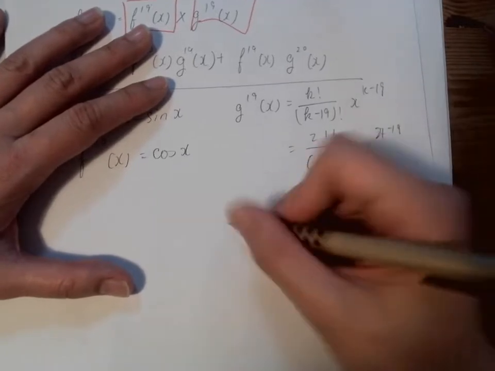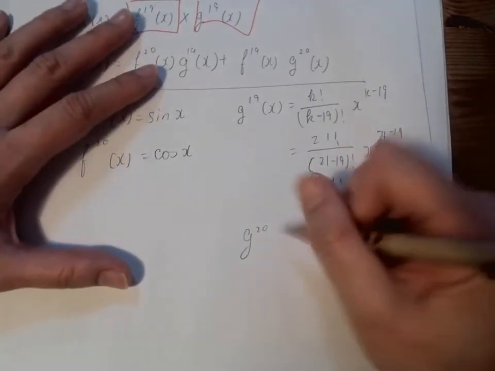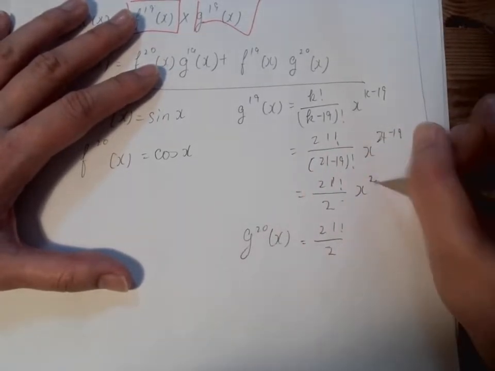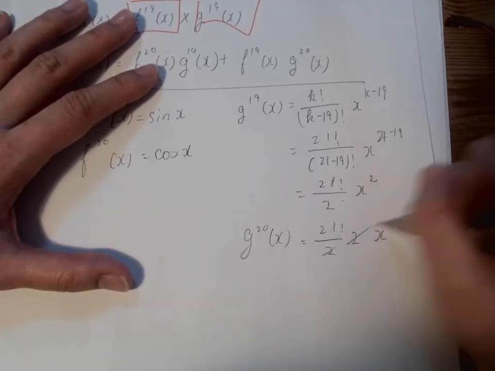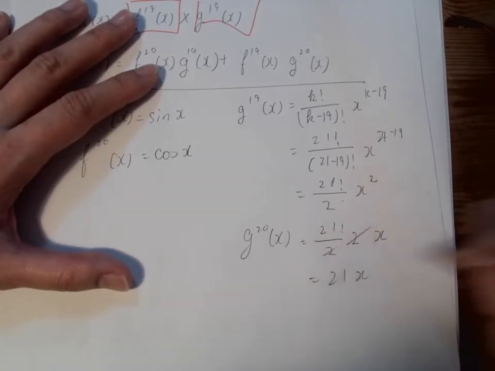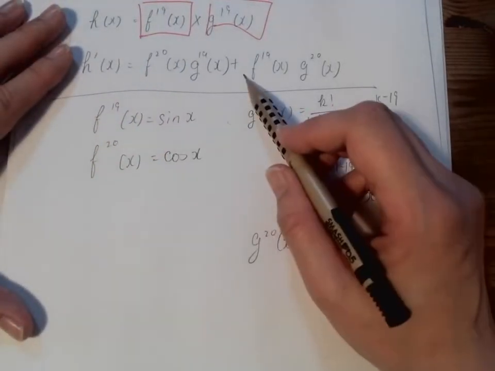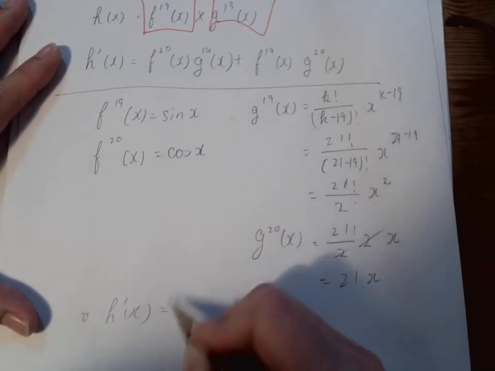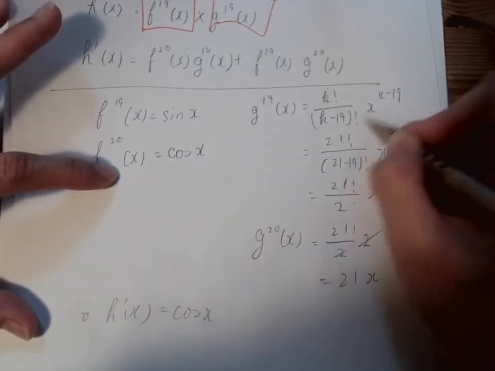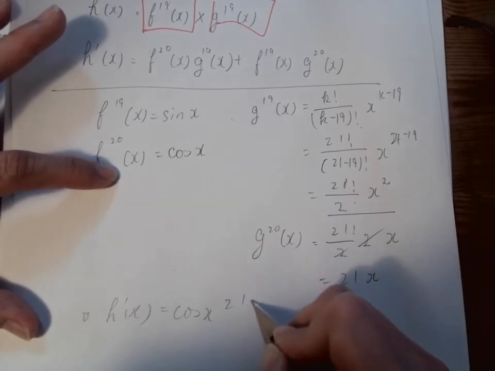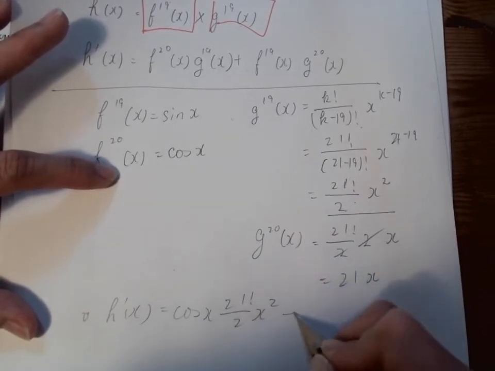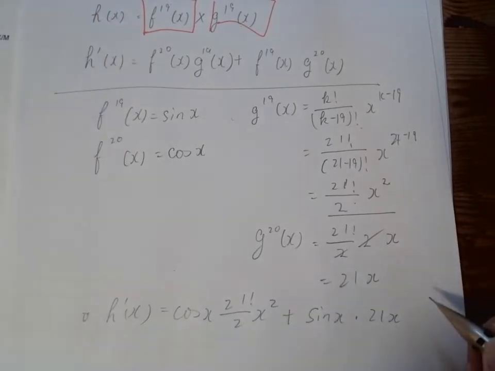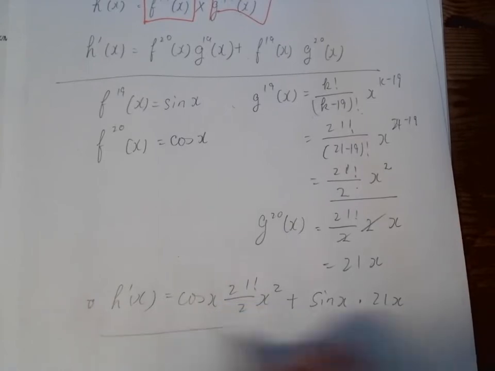And then we need to find out g^(20). So we will differentiate it. 21 factorial over 2, we throw the 2 to the front and x will be there. We cancel that out, we will get 21 factorial x. Now we put it together with this point. So we have h'(x) equal to 20th derivative cosine x times the original bit, 21 factorial over 2 x squared, plus originally sine x times 21 factorial x. And that is what we need here.